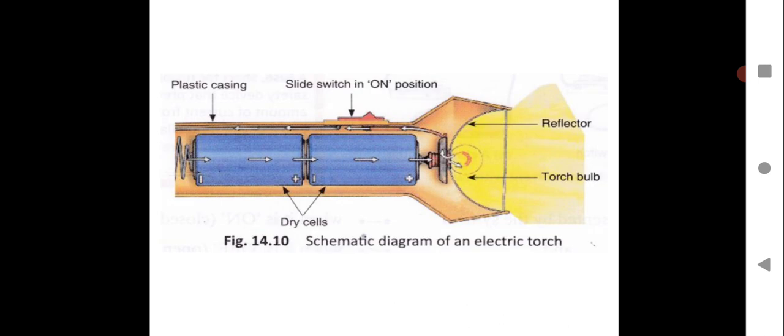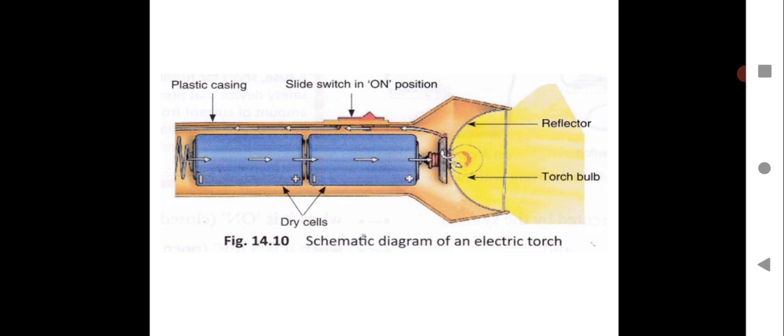Here you have an electric torch which shows a plastic casing, and the inside image is shown over here, what actually happens inside. So you have a plastic casing. Inside you have dry cells. They are connected, positive connected to negative, like that. Opposite terminals are connected so that the battery is completed and the current can flow.